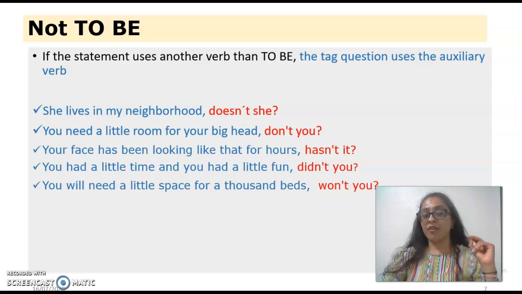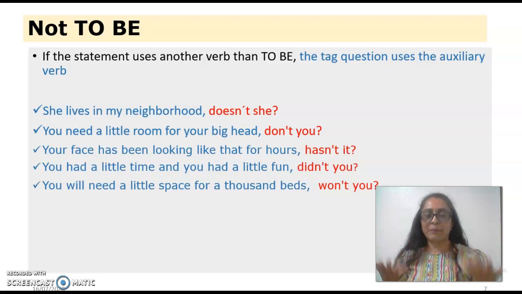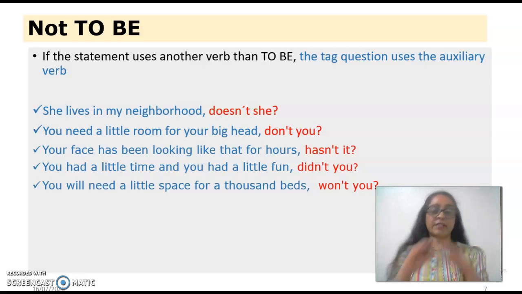These four other examples, I borrowed them from a song, so they may sound a little bit weird to you, but this is just to exemplify the use of tag questions. There's a part in the song that goes: you need a little room for your big head, don't you? Your face has been looking like that for hours, hasn't it? You had a little time and you had a little fun, didn't you? You will need a little space for 1,000 beds, won't you? If you are interested in the song, I may add it in the platform.